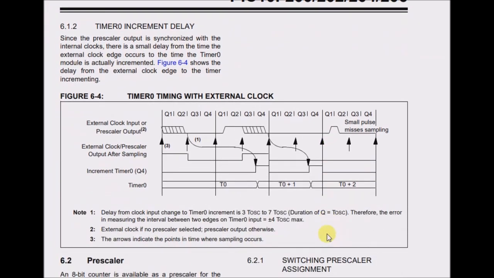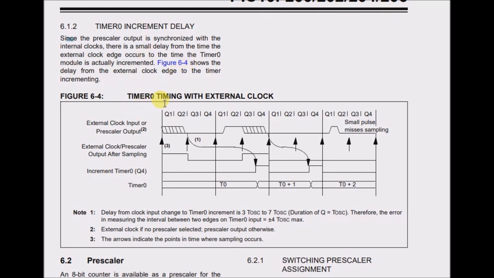Okay, Timer0 increment delay. Since the prescaler output is synchronized with the internal clocks, there is a small delay from the time the external clock edge occurs to the time the Timer0 module is actually incremented. See figure 6.4, and it shows the delay from the external clock edge to the timer incrementing.